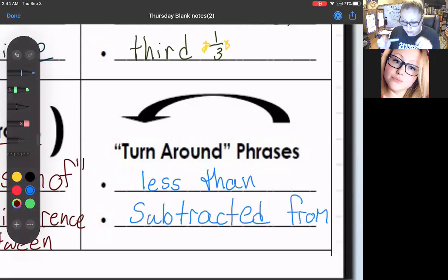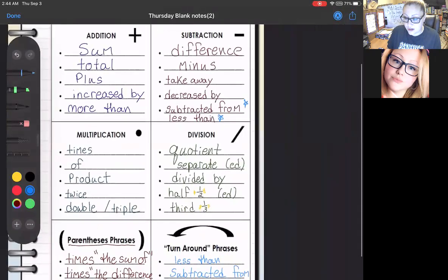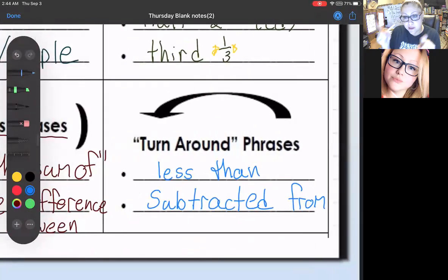So, pause. If you notice, I did my stars in light blue, and I wrote them again down here because there are turnaround phrases. Remember, 5 less than 10 means 10 minus 5. 10 less than 5 means 5 minus 10. Turnaround phrases, okay? Subtracted from. So write yourself a note, do whatever you need to do to remind yourself that that's what it is.